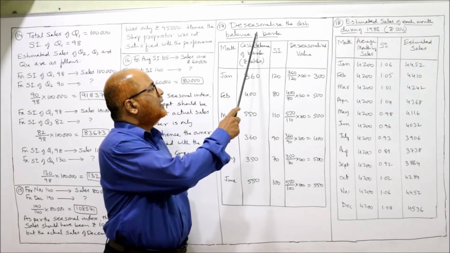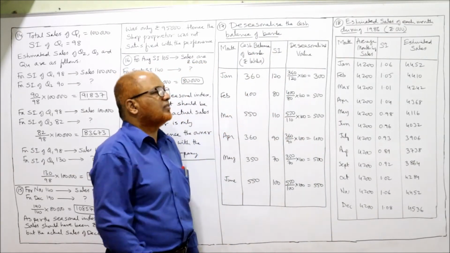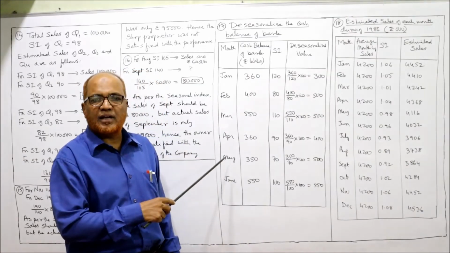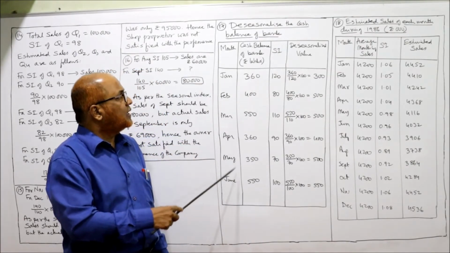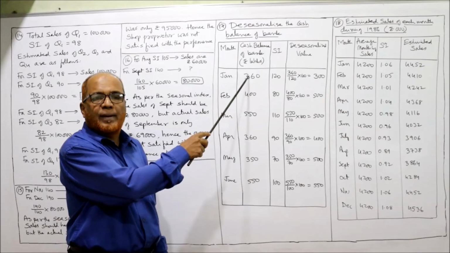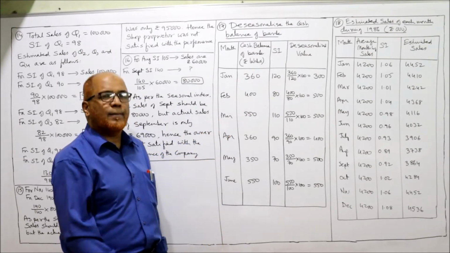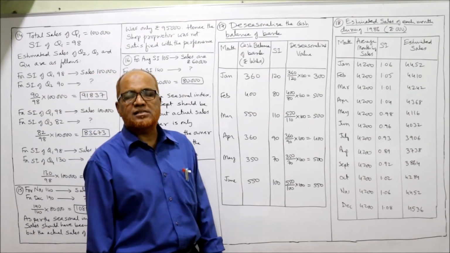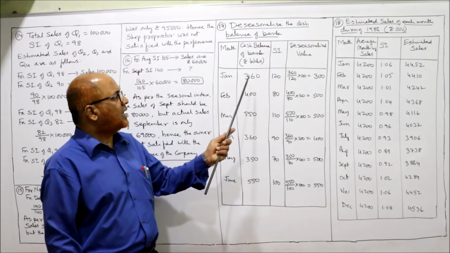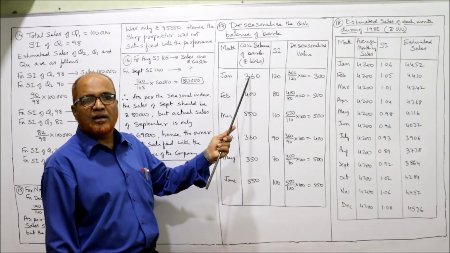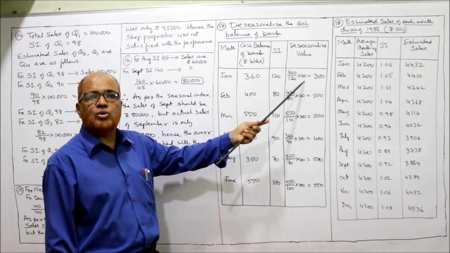Now see here, deseasonalize the cash balance of the bank. In the first column I have taken the months January to June. Second, the cash balance of the bank in rupees in lakhs, which is also given in the problem. The seasonal index is given. Now we have to deseasonalize. So how to deseasonalize? The actual value 360 divided by the seasonal index, into 100.